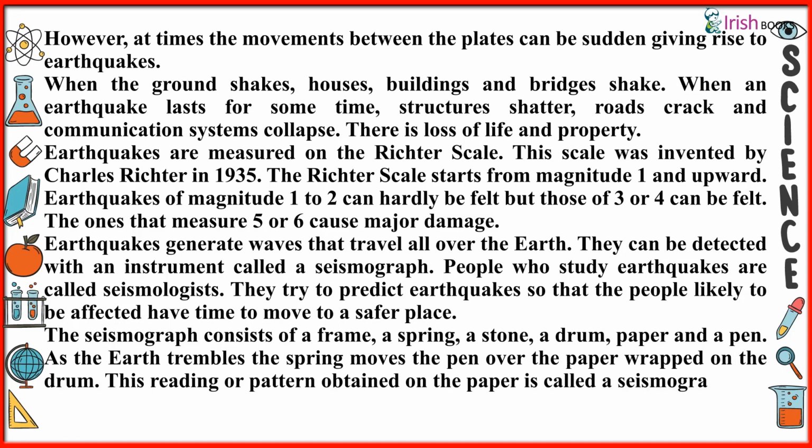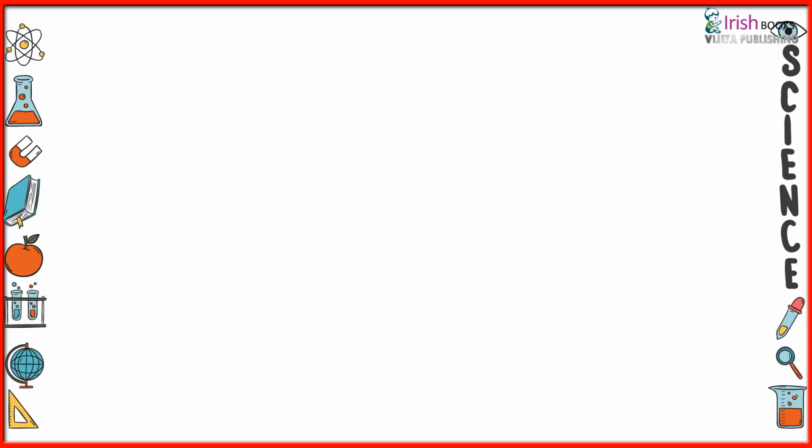The seismograph consists of a frame, a spring, a stone, a drum, paper, and a pen. As the earth trembles, the spring moves the pen over the paper wrapped on the drum. This reading or pattern obtained on the paper is called a seismogram.